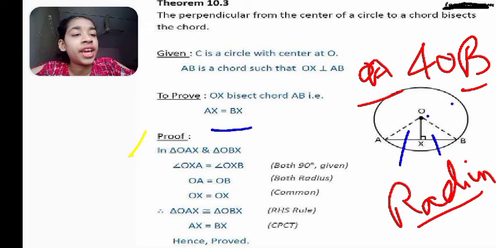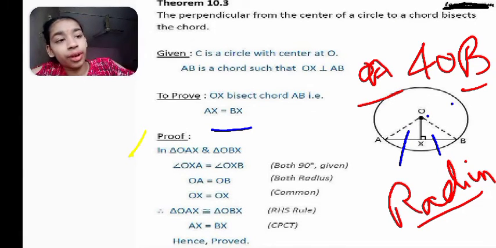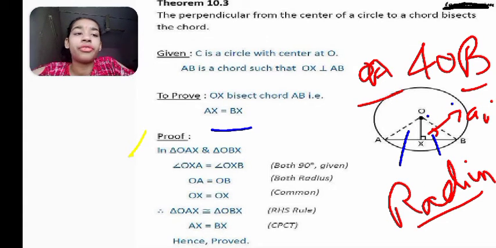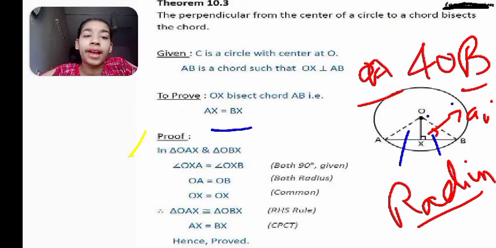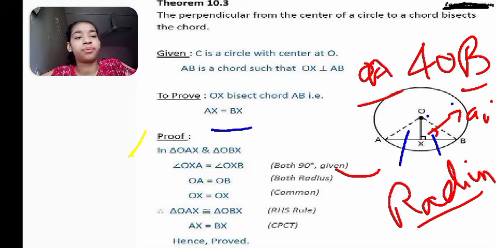Angle AXO and angle BXO will be equal. Why will they be equal? Because they are forming an angle of 90 degrees. You can see in the figure they are forming an angle of 90 degrees. So angle OXA and angle OXB are both 90 degrees. It is given in the question.